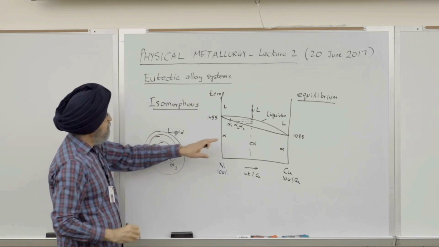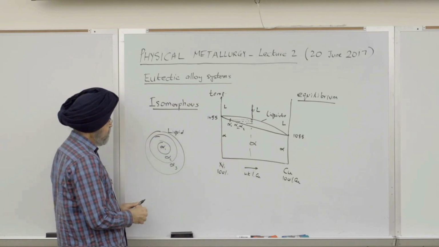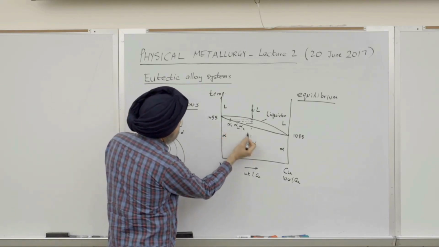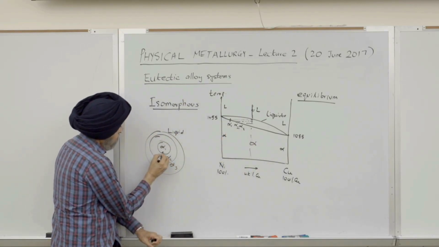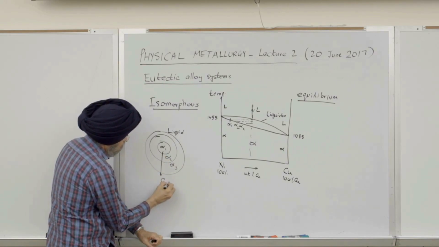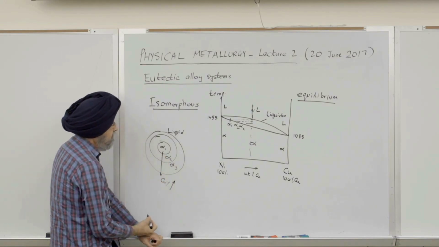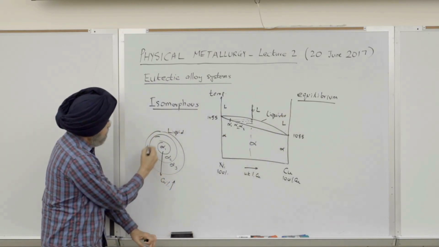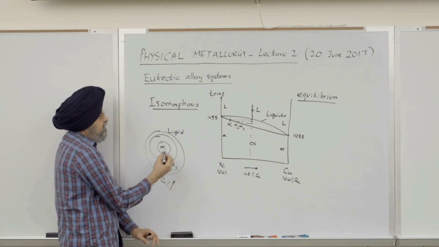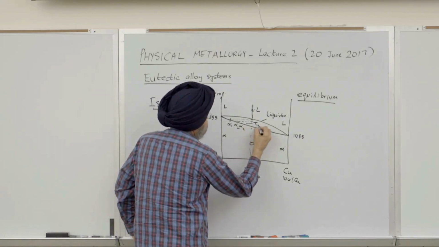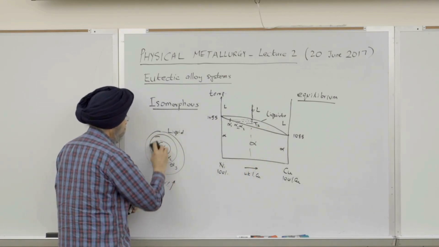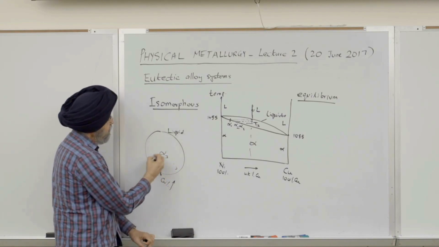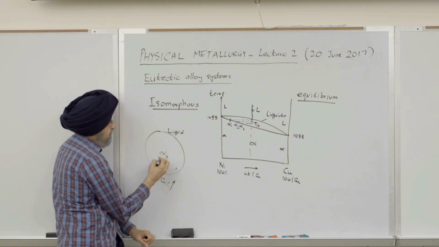But we're dealing with equilibrium conditions. Alpha is increasing in copper, so as we go in this direction, the copper percent is going up. But since we're dealing with equilibrium conditions, this composition is homogeneous. If you were at temperature T3, this whole thing will have a composition of alpha 3, which means there is diffusion going on over here.